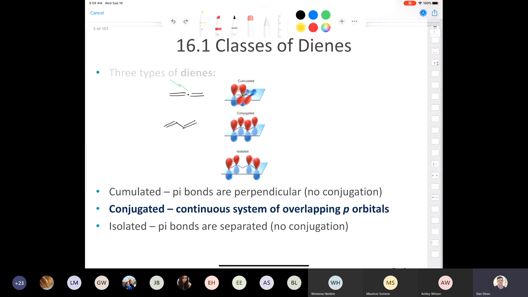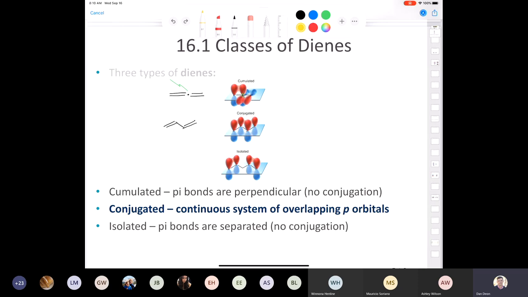And what's important is that you understand that they overlap. You see how there's red in between here, and you see how there's blue in between here? That means that those p orbitals overlap. And we talked about that when we discussed benzene way back in organic chemistry 1, and that forms a conduit so that the electrons can move between all of these orbitals like that. And that's going to impart some stability to that diene that we're going to talk about in a little bit.